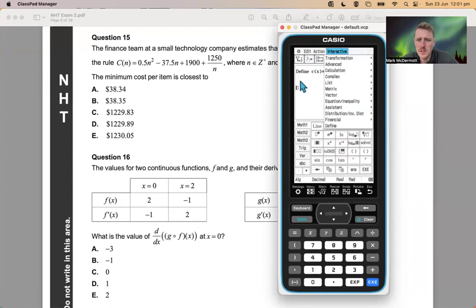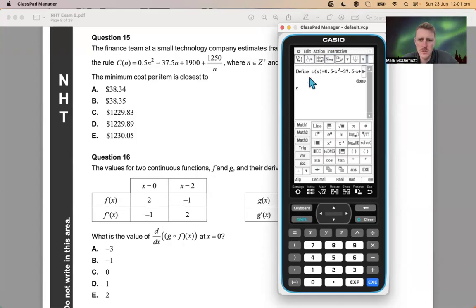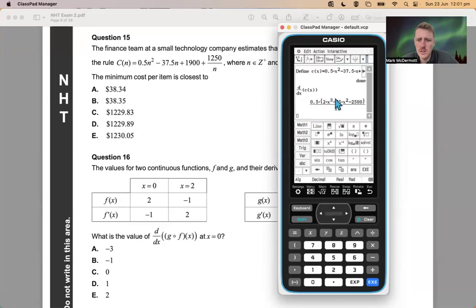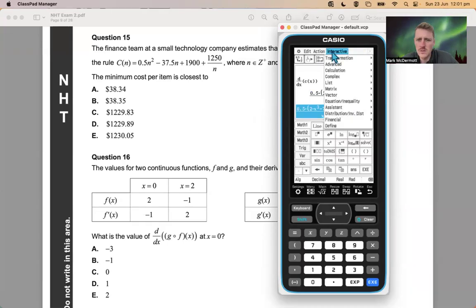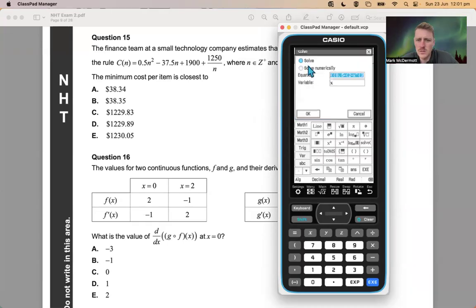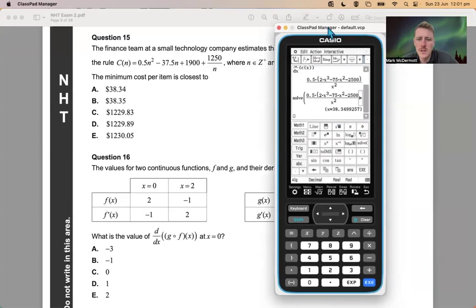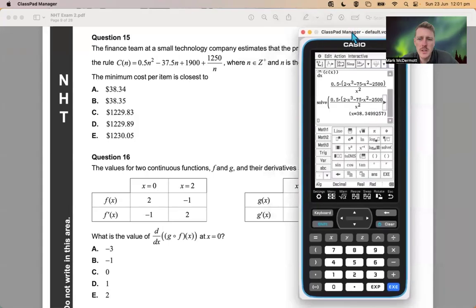I think, and potentially I could be wrong here, but if you take the derivative of this and let it equal 0, I want a calculation, differentiate that, let it equal 0. Interactive, advanced, solve. Then you would need to take this and sub it back in because that's the x value, or that's the n value. So remember, n has to be a positive integer. So that's not a positive integer.